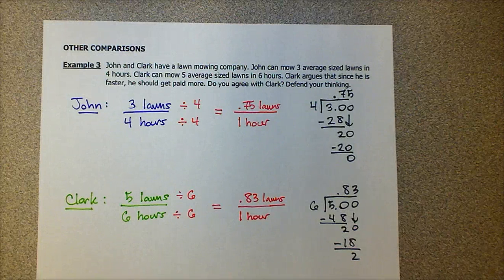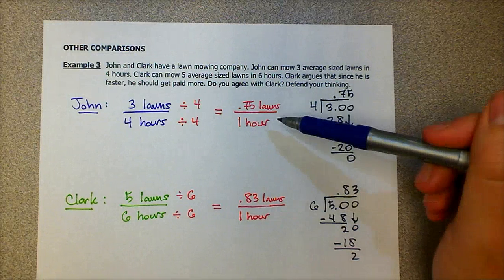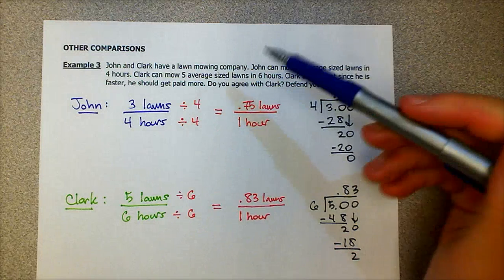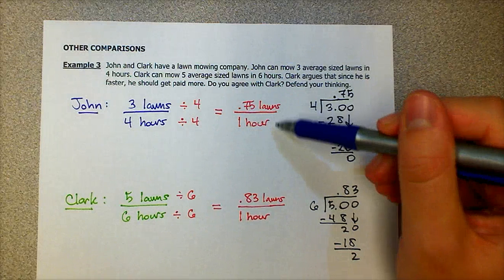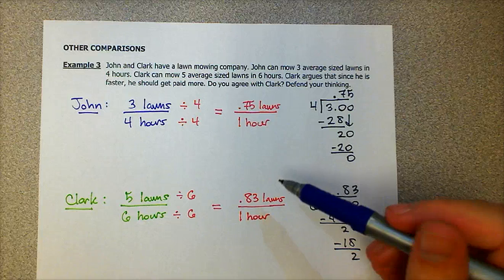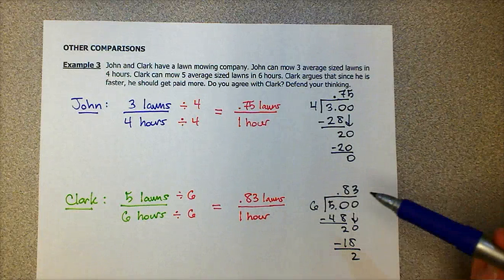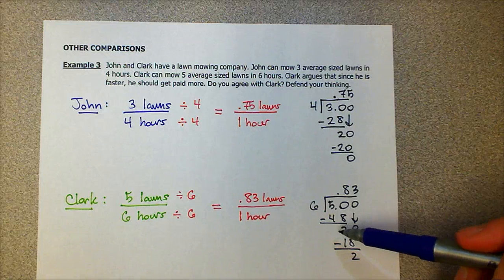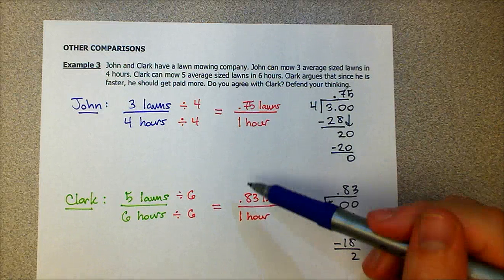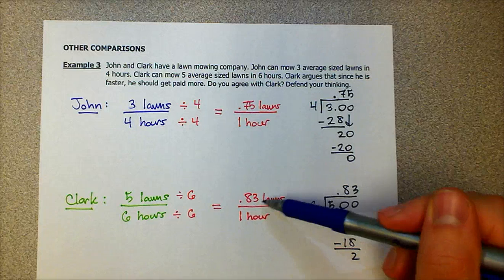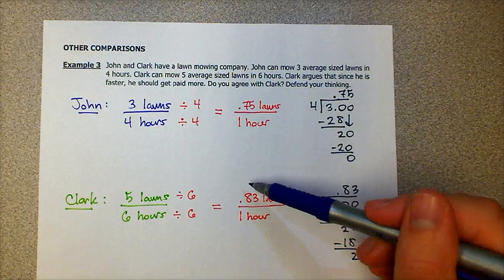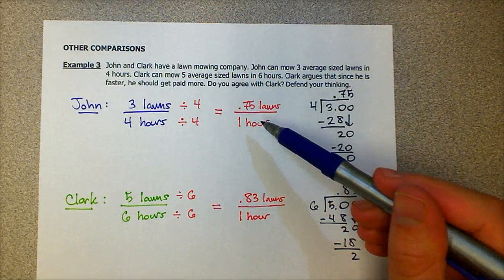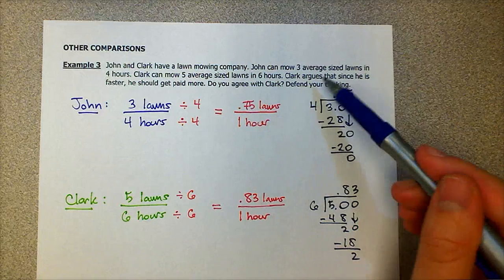Okay, so if you've found the unit rates correctly, you should have found that John can mow 0.75 lawns in 1 hour, and that Clark can mow 0.83 lawns in 1 hour. Again, here's the long division for that work. So we can see that Clark can mow slightly faster than John, 0.83 compared to 0.75. So to answer our problem, yes, Clark is faster.